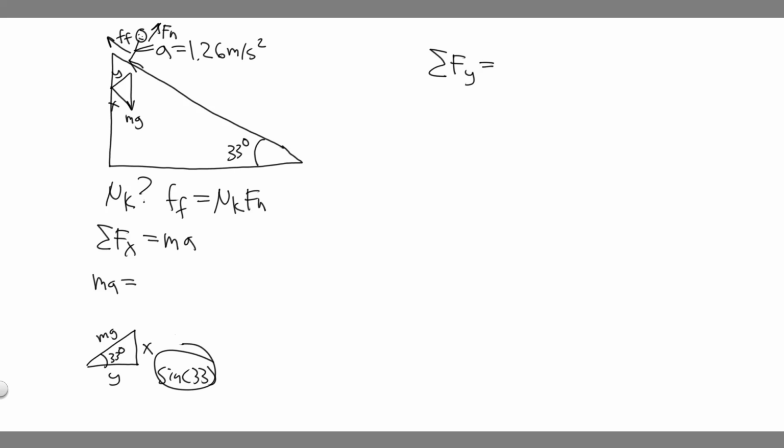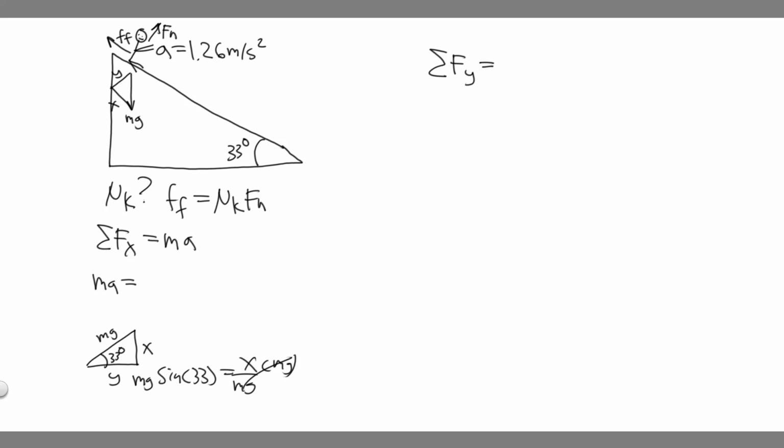So we know the sine of an angle is opposite over hypotenuse. So the opposite is x, and the hypotenuse is mg. So x over mg, if you go ahead and do that, you're just going to get the x component of the gravity, or the force due to gravity, is mg times the sine of 33. So that's the x1, right? That's going to be the one along the x.